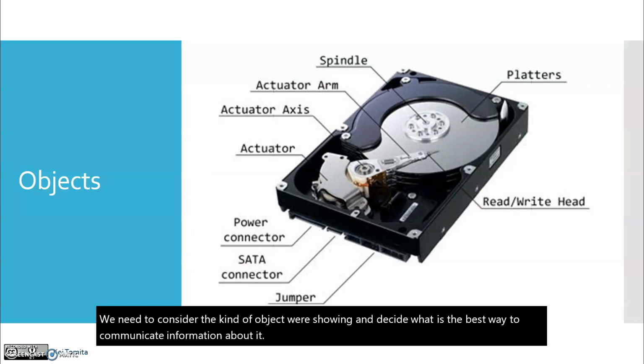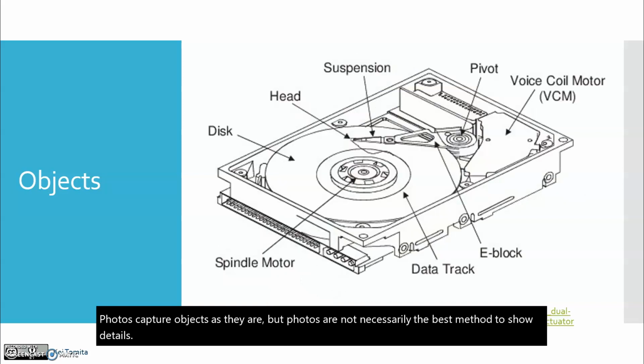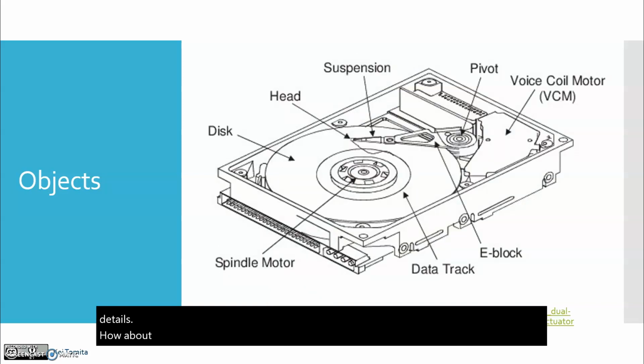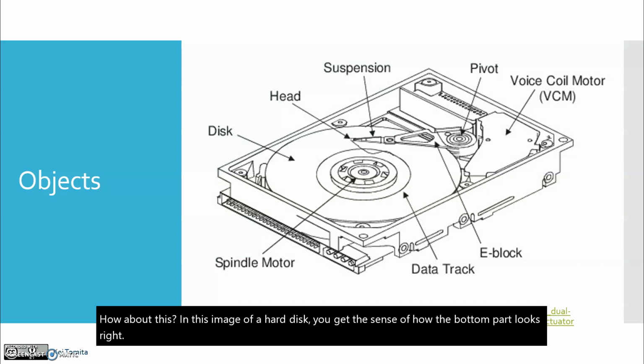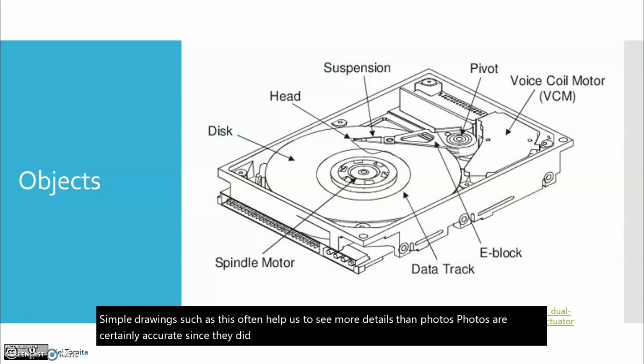How about this example? It's very hard to see the details of the hard disk, especially at the bottom where the cables plug in, isn't it? Photos capture objects as they are, but photos are not necessarily the best method to show details. How about this? In this image of a hard disk, you get the sense of how the bottom part looks, right? Simple drawings, such as this, often help us to see more details than photos. Photos are certainly accurate since they depict objects as they are. Yet, drawings help us to clarify details and emphasize details we want to show to our readers.